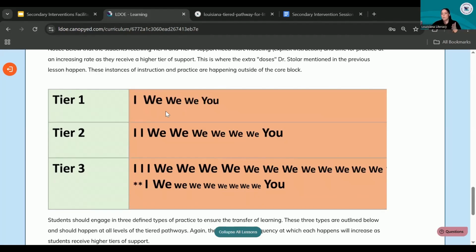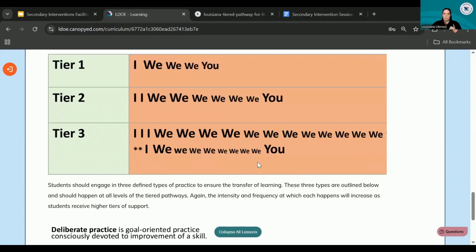You've got the model, the students will do some guided practice, and then independent. But in Tier 2 and Tier 3, you'll see that there's much more time for them to practice through guided practice. And there are definitely more times for you as a teacher to provide that direct and explicit instruction and modeling for them with appropriate scaffolds.